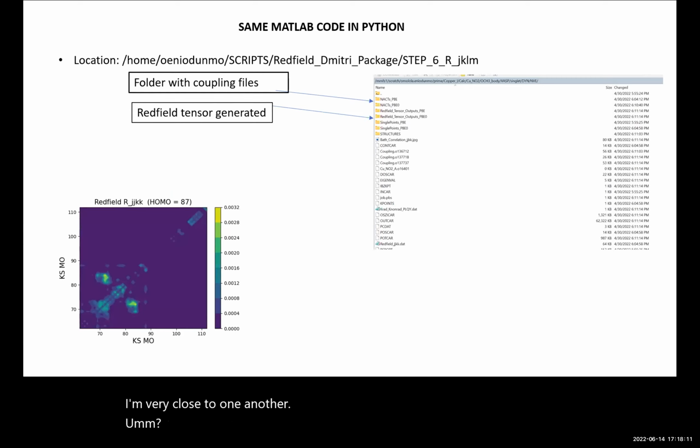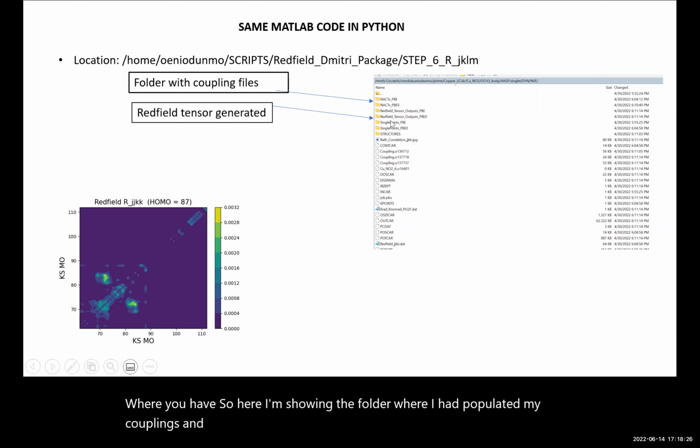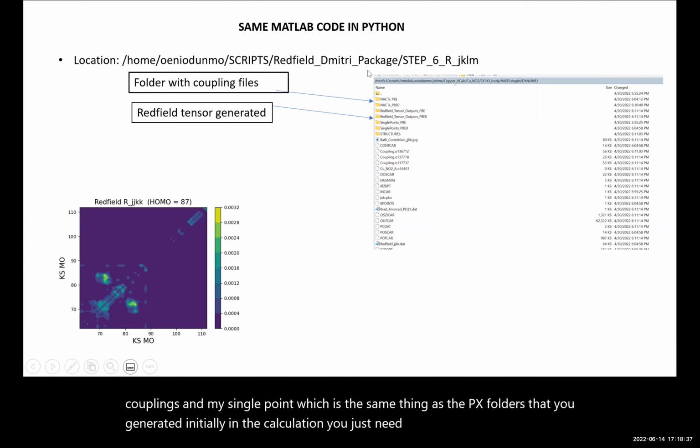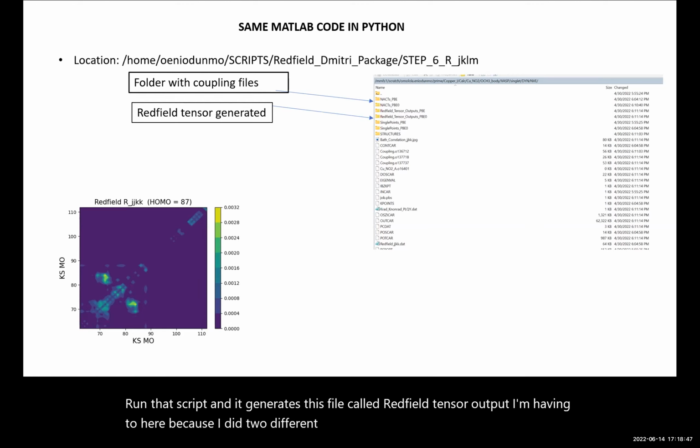Braden had written this script in Python, which is super easy. Here I'm showing the folder where I have populated my couplings and my single point, which is the same thing as the PXX folders that you generated initially in the calculation. You just need to run that script and it generates this file called Redfield tensor output. I have two here because I did different calculations using PBE and PBE0 functionals.